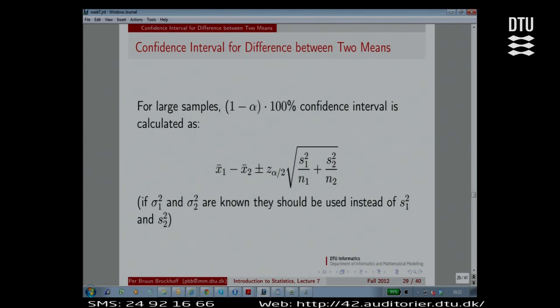Here is one version of it. Here is a version that uses the form of the interval like we know it from one sample. It's the observed difference plus minus something from a distribution. In this version, it's a z, because I assume that I have large samples. And then I have plugged in the two computed variances in this.